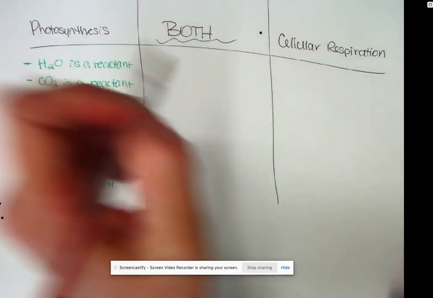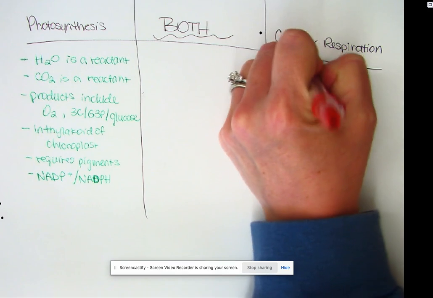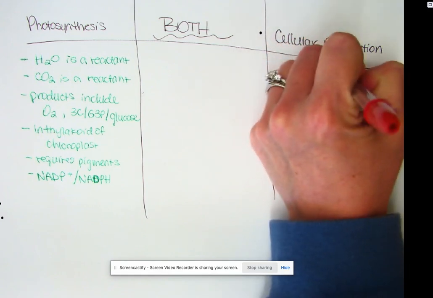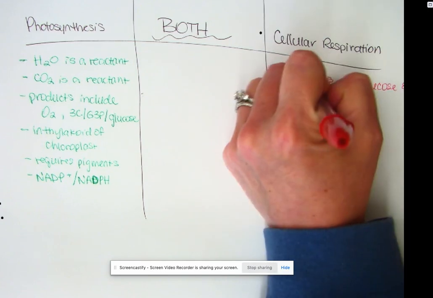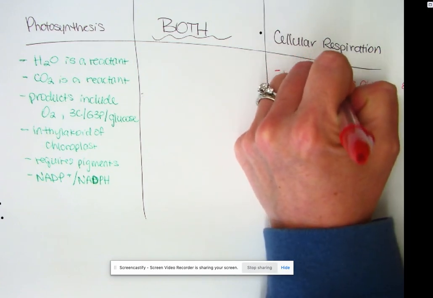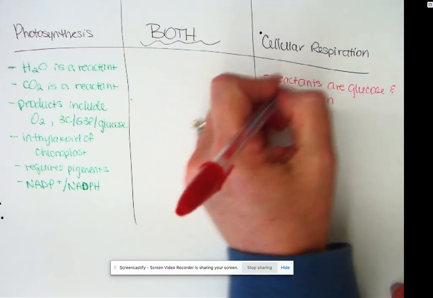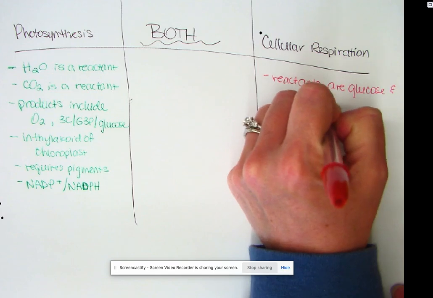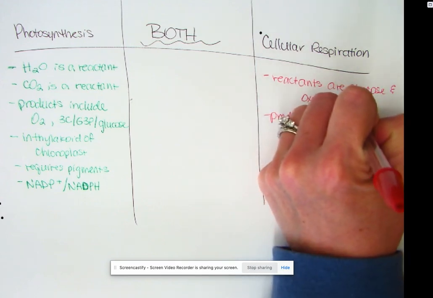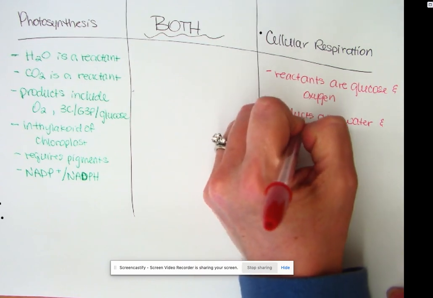to respiration. For respiration, our reactants are glucose and oxygen. You could also say sunlight is a reactant over here for photosynthesis if you wanted to. Products are water and CO2.